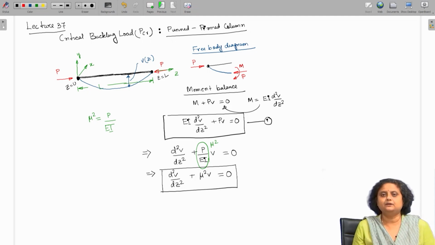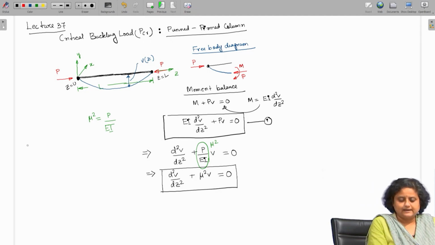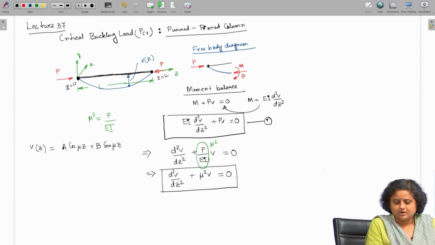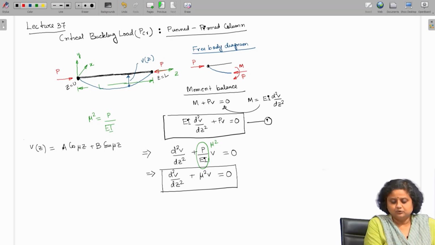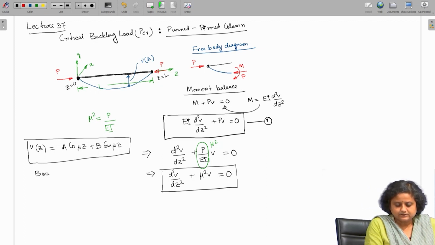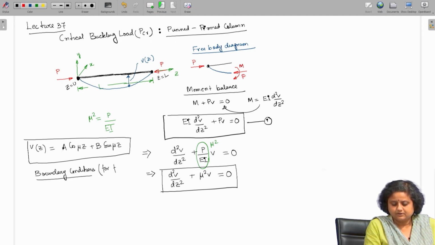Now, this is a simple ordinary differential equation, and the solution of this equation is going to be A cos mu z plus B sin mu z, where A and B are the unknown constants which can be evaluated in terms of the boundary conditions. Now, the boundary conditions for a pin column can be written as, let us see what are the boundary conditions for a pin column.